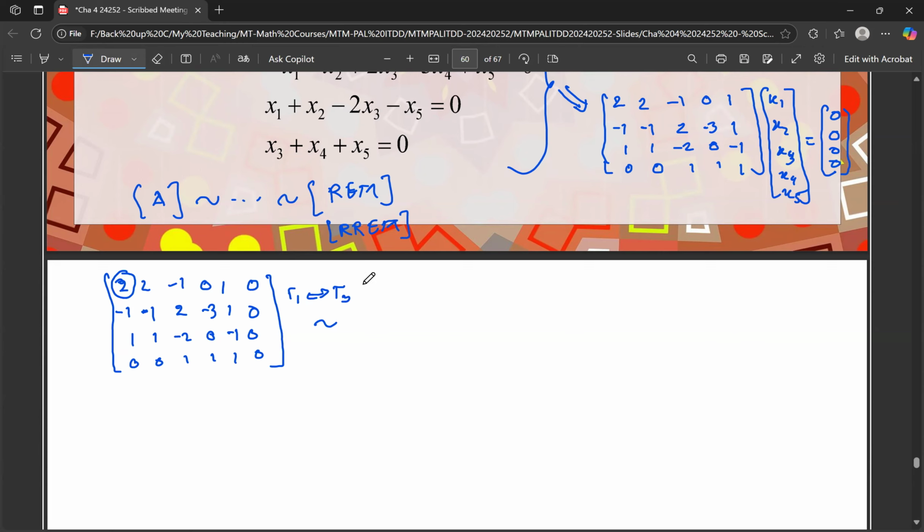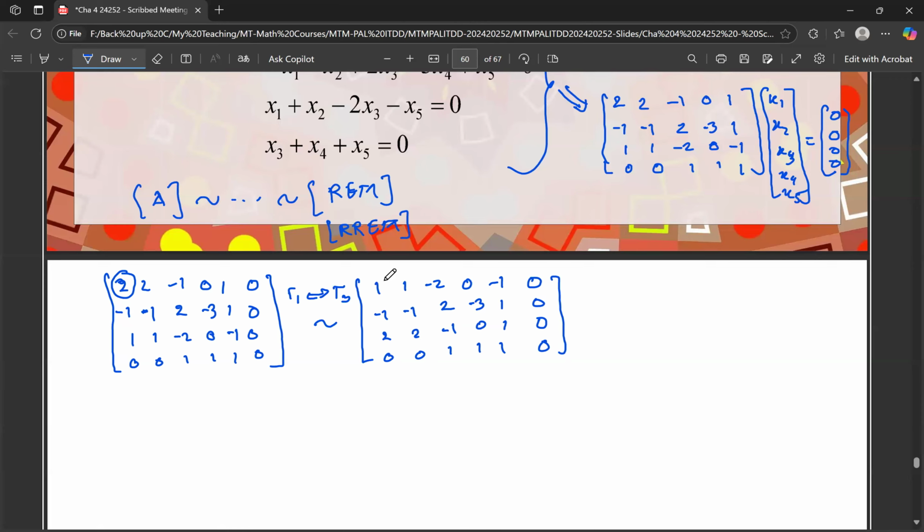So we have 1, 1, 1, -1, -2, 0, 0, 0, -1, -1, 0. This row is -1, 2, 2, -3, 3, 1, 1, 0, 0, and this is 1, 2, 2, 2, -1, 0, 0, 1, 1, 0, 0, and then 0, 0, 1, 1, 1, 0, 0.